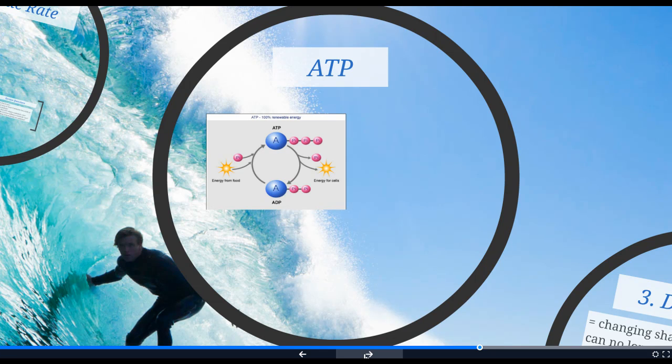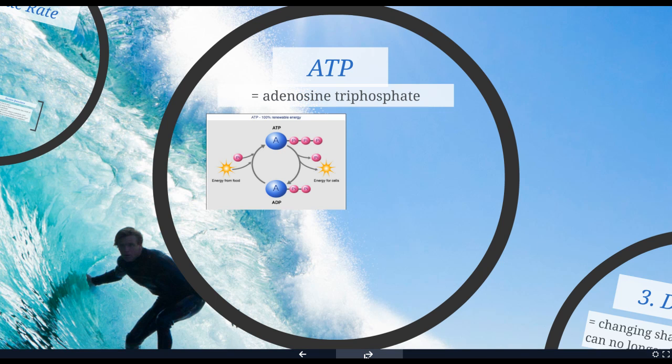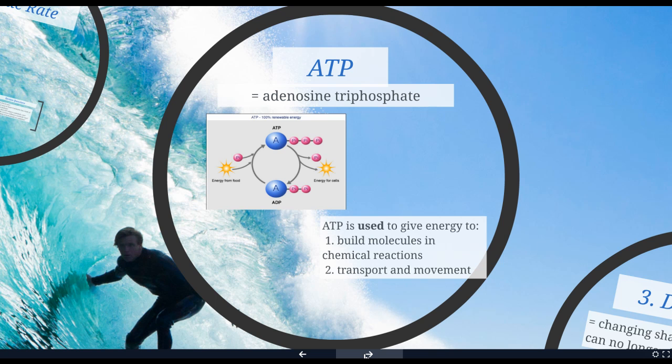So let's talk a little bit about ATP. This is something I think most people have heard of, adenosine triphosphate. This is a universal currency of energy. So ATP can be used to give energy to reactions that are building molecules in chemical reactions, and it can also be used in energy to transport and move molecules, organelles, and individuals around.